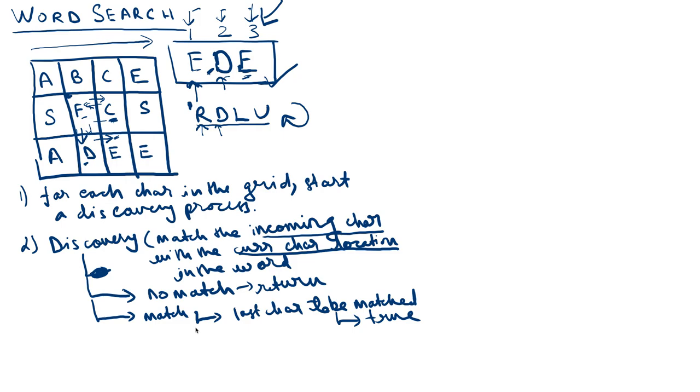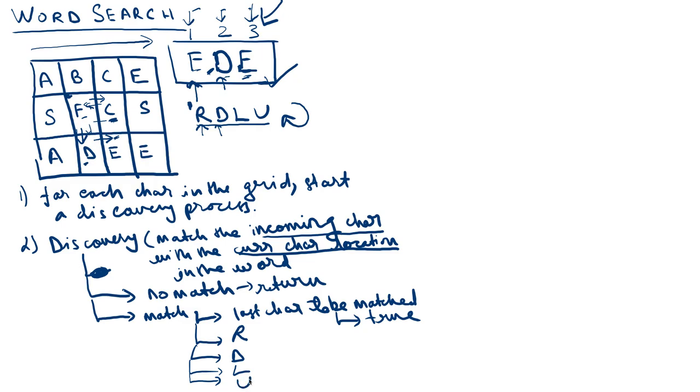Otherwise, you start your navigation, which means if this was not the last character, then you start looking in this direction, R. Otherwise, you look at your down direction. If it doesn't match, then you look at the L direction. Otherwise, you look at the up direction.